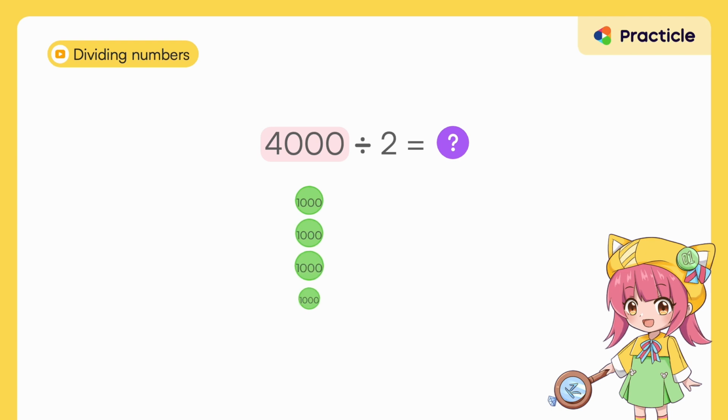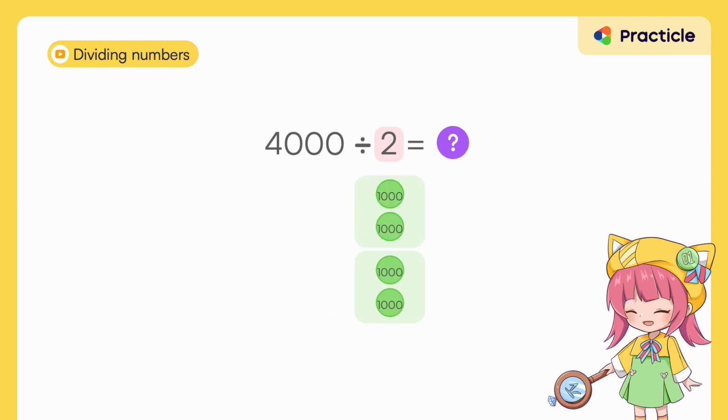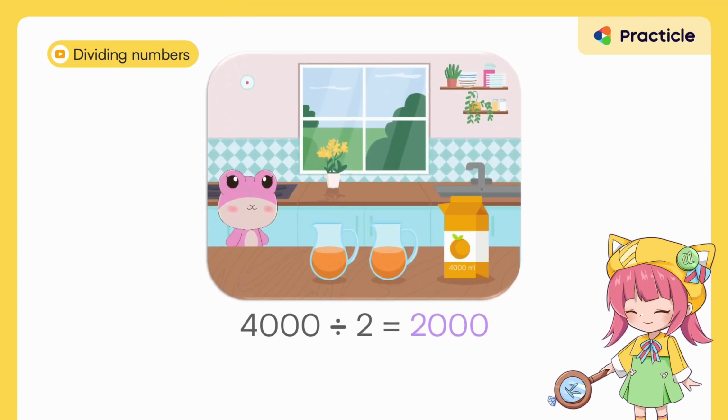4,000 is 4 thousands. When we put 4 thousands into 2 equal groups, there will be 2 thousands in each group. 2 thousands is the same as 2,000. So 4,000 divided by 2 is 2,000. The volume of orange juice in each jug is 2,000 milliliters.